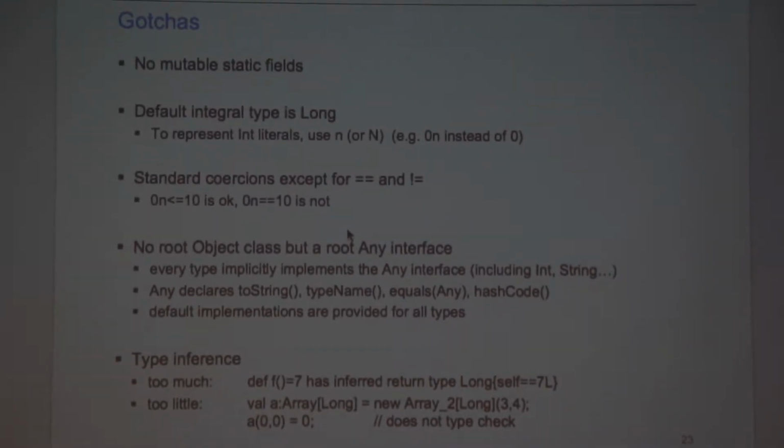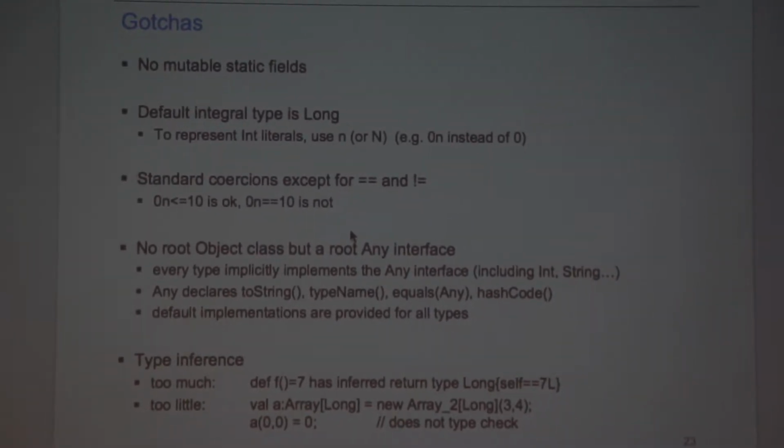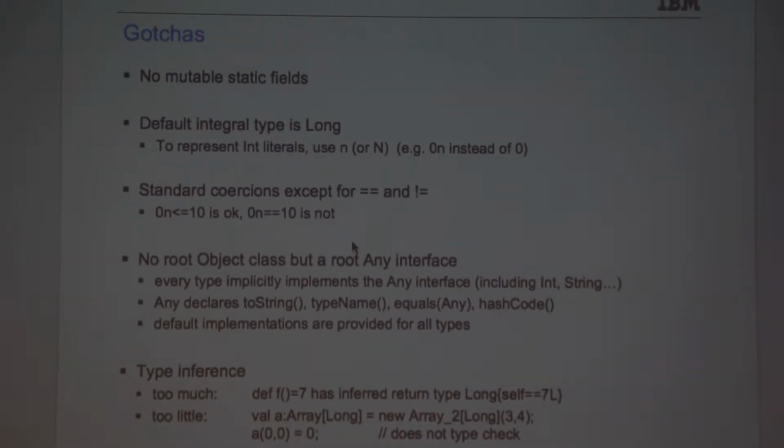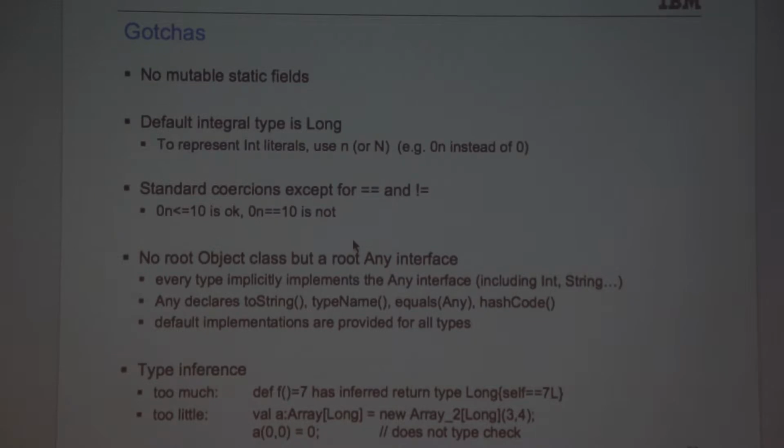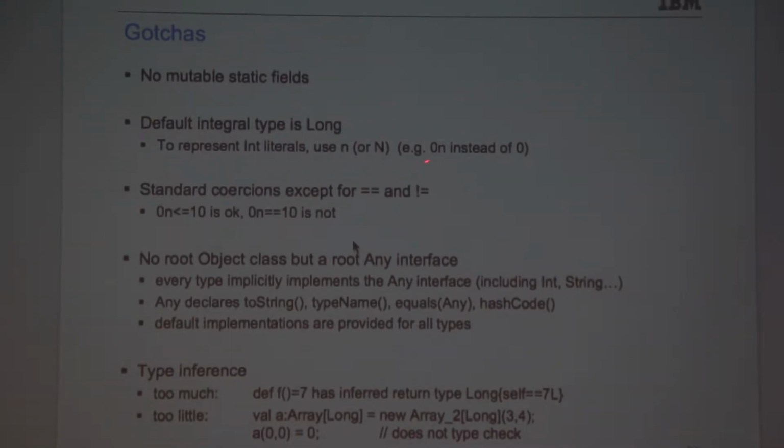The default integral type is long. We debated long and hard about this. It's an obvious gotcha for most people. 5 is an int, right? Well, no, it's a long. And ints are not long, ints are different types. So 0 is going to be 0L, and if you want it to be 0n, then you have to actually say 0n to get 0. Coercions exist other than for equals and not equals.